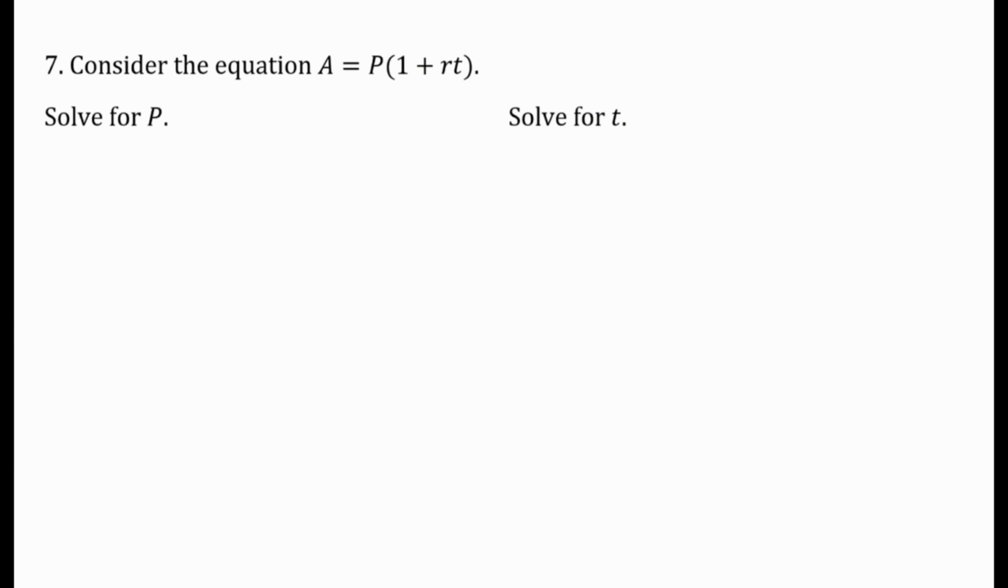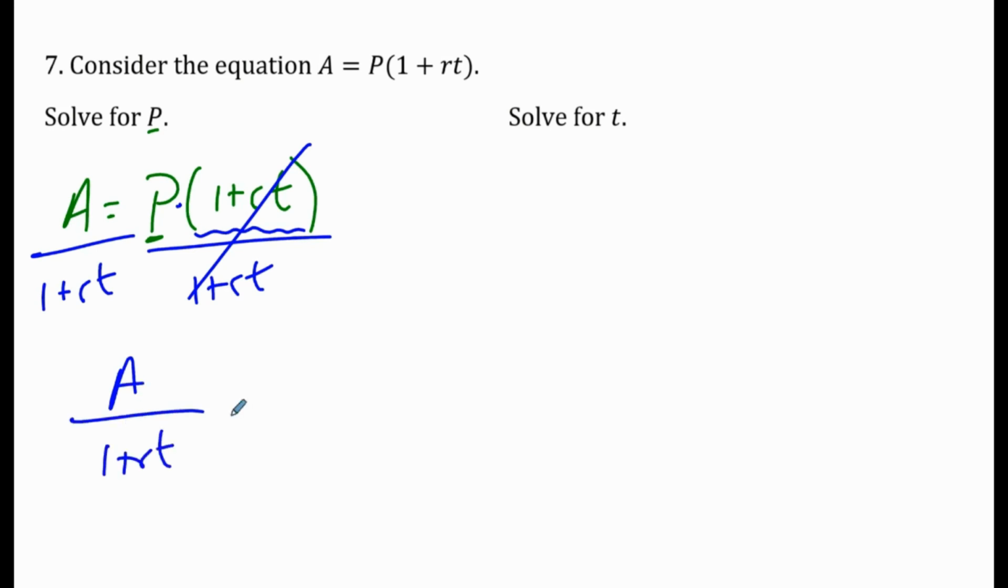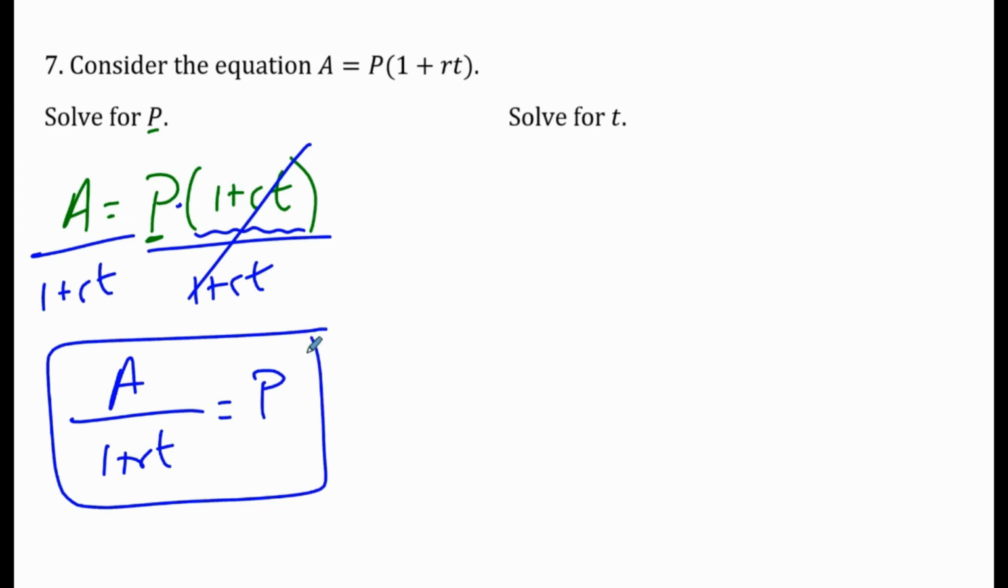We've got one more equation here to work with. A equals p times 1 plus rt. Solve for p. So I want to get p all by itself here. Well, how many p's are there? It's right there. What's happening to p? It's being multiplied by this chunk. How do I undo multiplying? I'm going to divide by that whole chunk there. We have to think about that 1 plus rt as a single unit, because that's going to get me p all by itself. They're being multiplied, so let's divide.